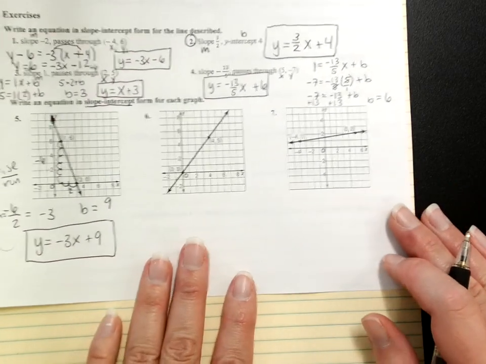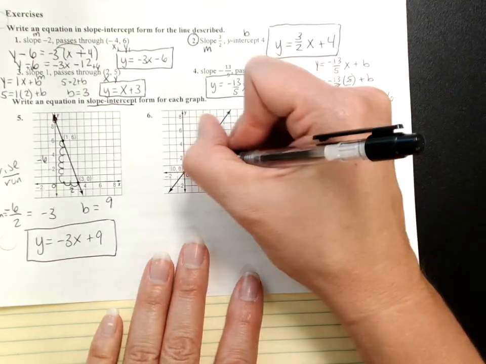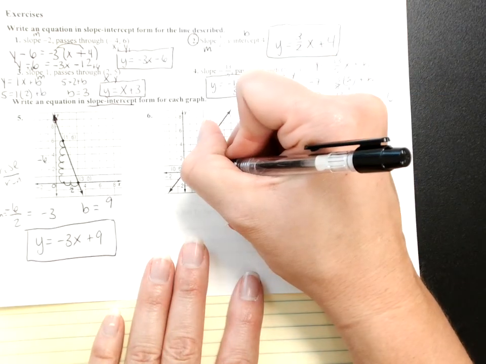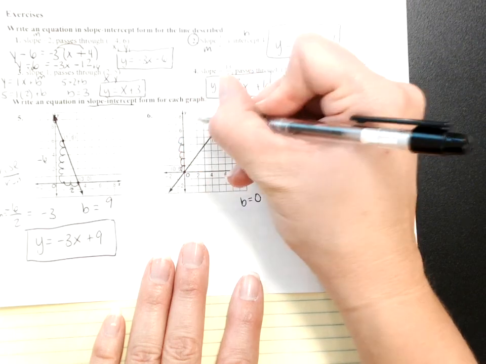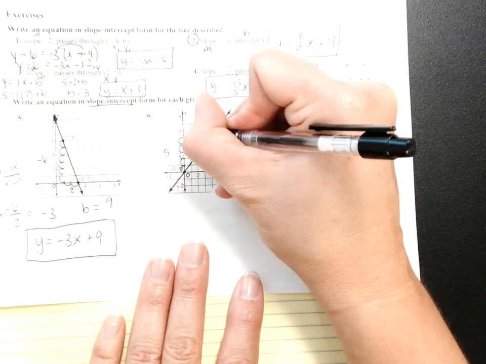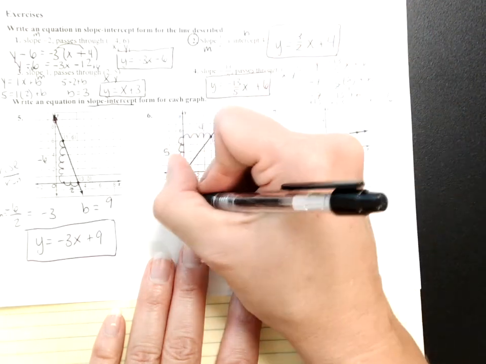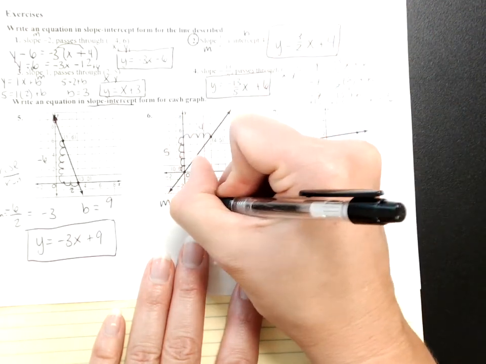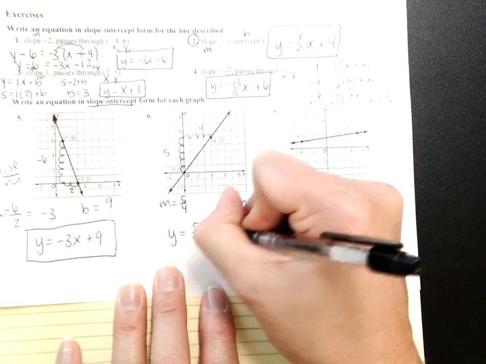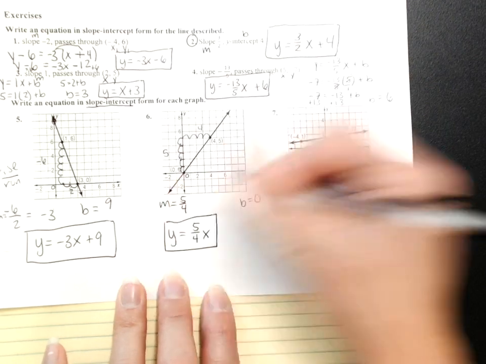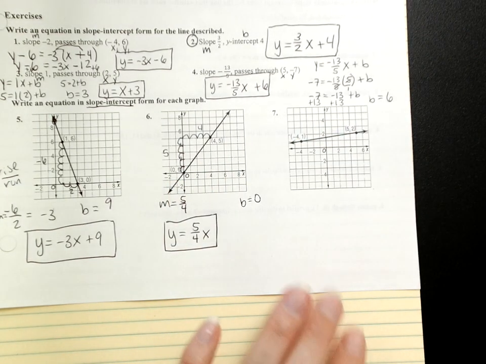This one's super nice. Y-intercept is at 0. Slope, again, they've drawn these points. Rise over run, 1, 2, 3, 4, 5, over 1, 2, 3, 4. Again, your rise over run, 5 over 4. Y equals mx plus b is 0. I don't have to write it. I'm done.